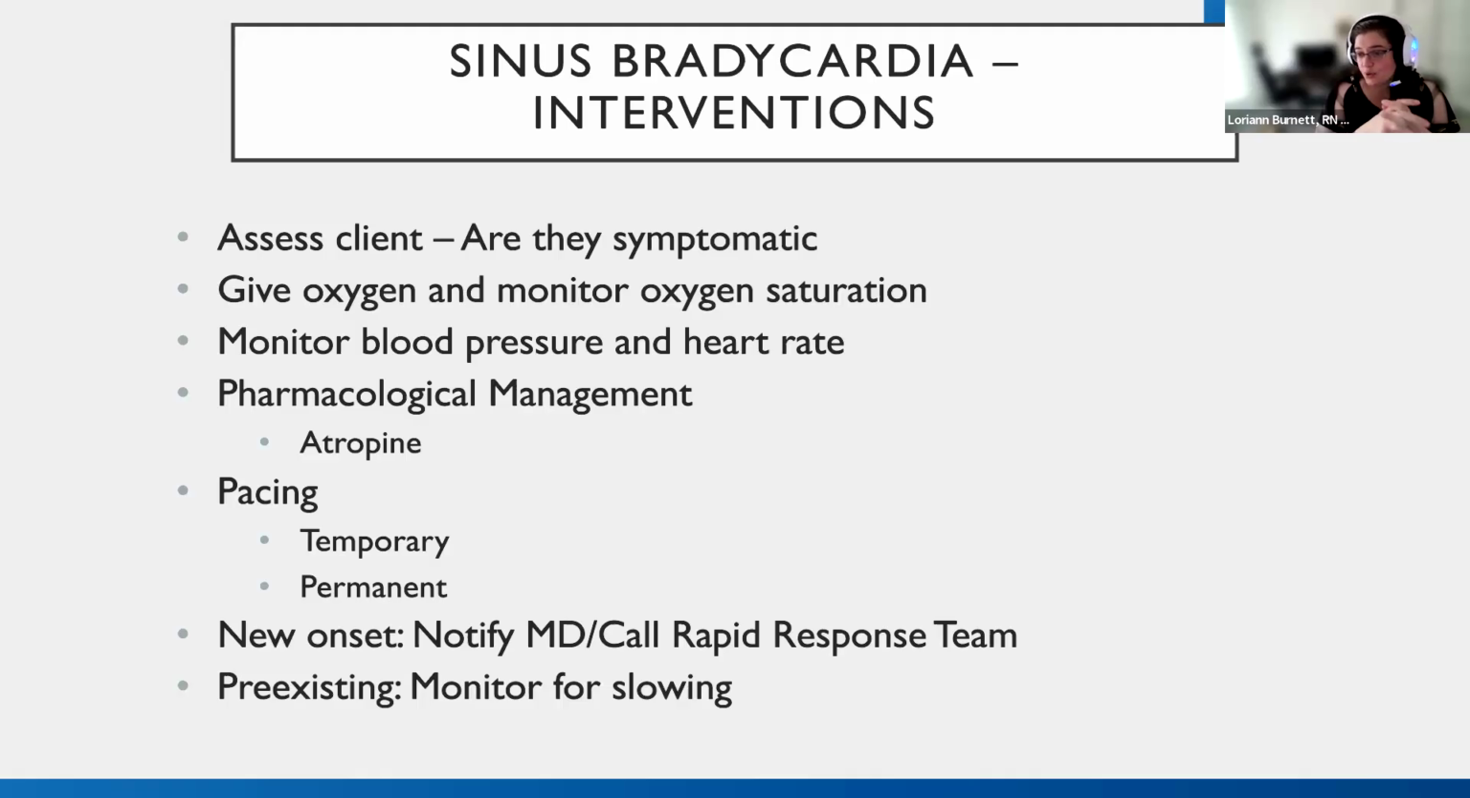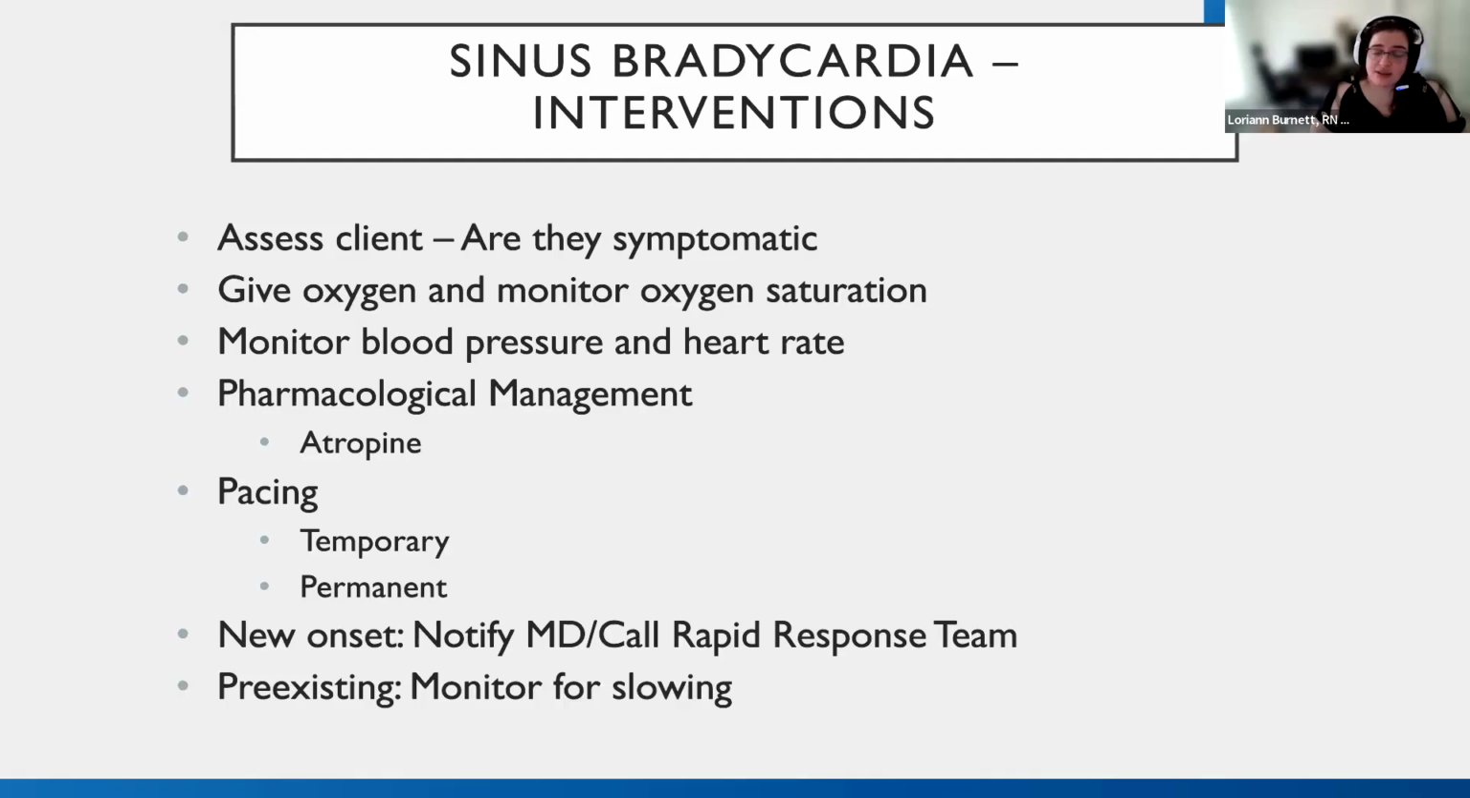You can do what's called temporary or transcutaneous pacing, where you put patches on the skin. For your code or rapid response, wherever you have to shock them, you can actually change it to pacing. That will give them a slight electrical activity. Or we're going to take them to surgery and put in a permanent pacemaker.